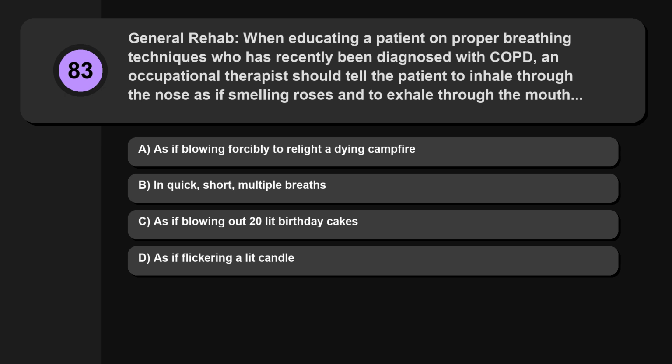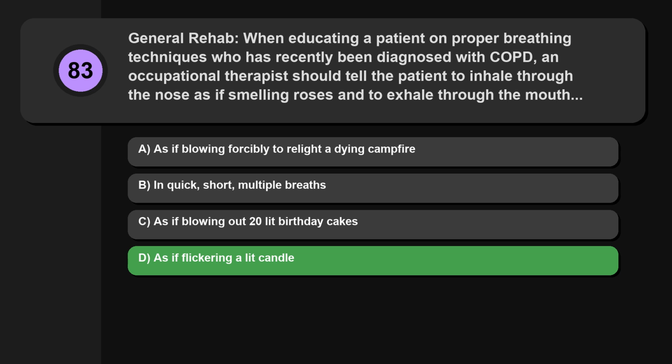When educating a patient on proper breathing techniques who has recently been diagnosed with COPD, an occupational therapist should tell the patient to inhale through the nose as if smelling roses and to exhale through the mouth. Option A. As if blowing forcibly to relight a dying campfire. Option B. In quick, short, multiple breaths. Option C. As if blowing out 20 lit birthday cakes. Option D. As if flickering a lit candle. The correct answer is option D.